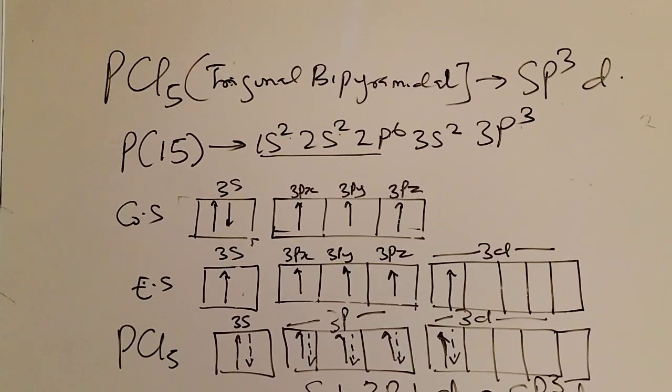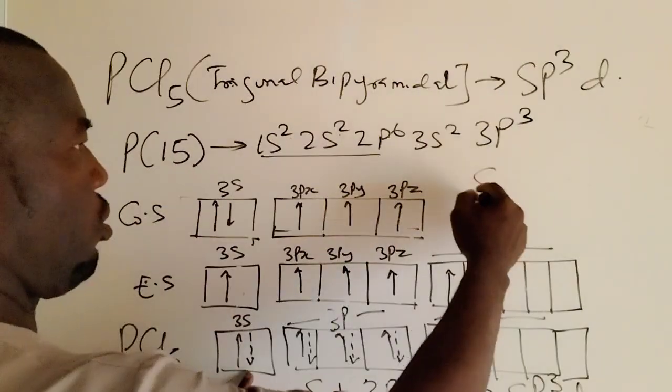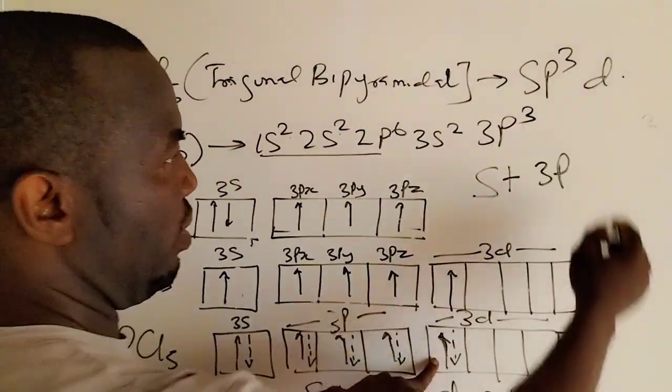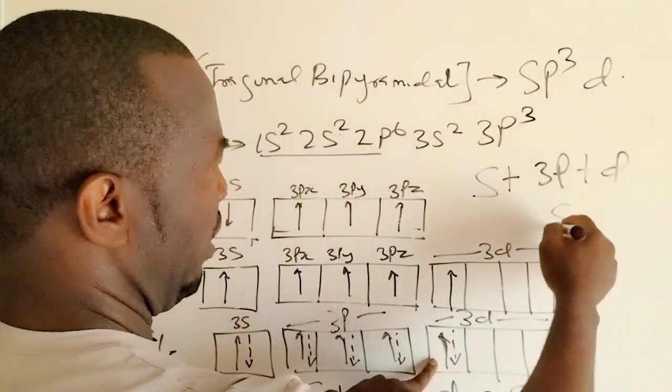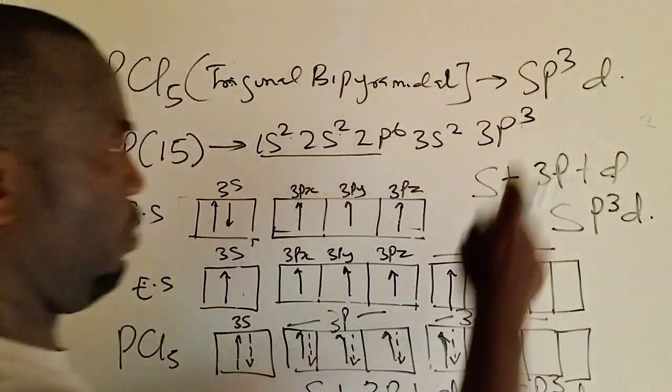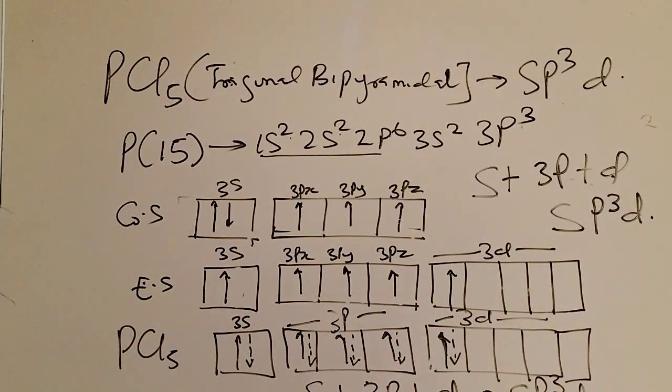So that is it. Write it on top. 1 of the s, use 3 of the p's, and then 1 of the d's. So 1 of the s, 3 of the p's, and 1 of the d. That gives you sp3d hybridization.